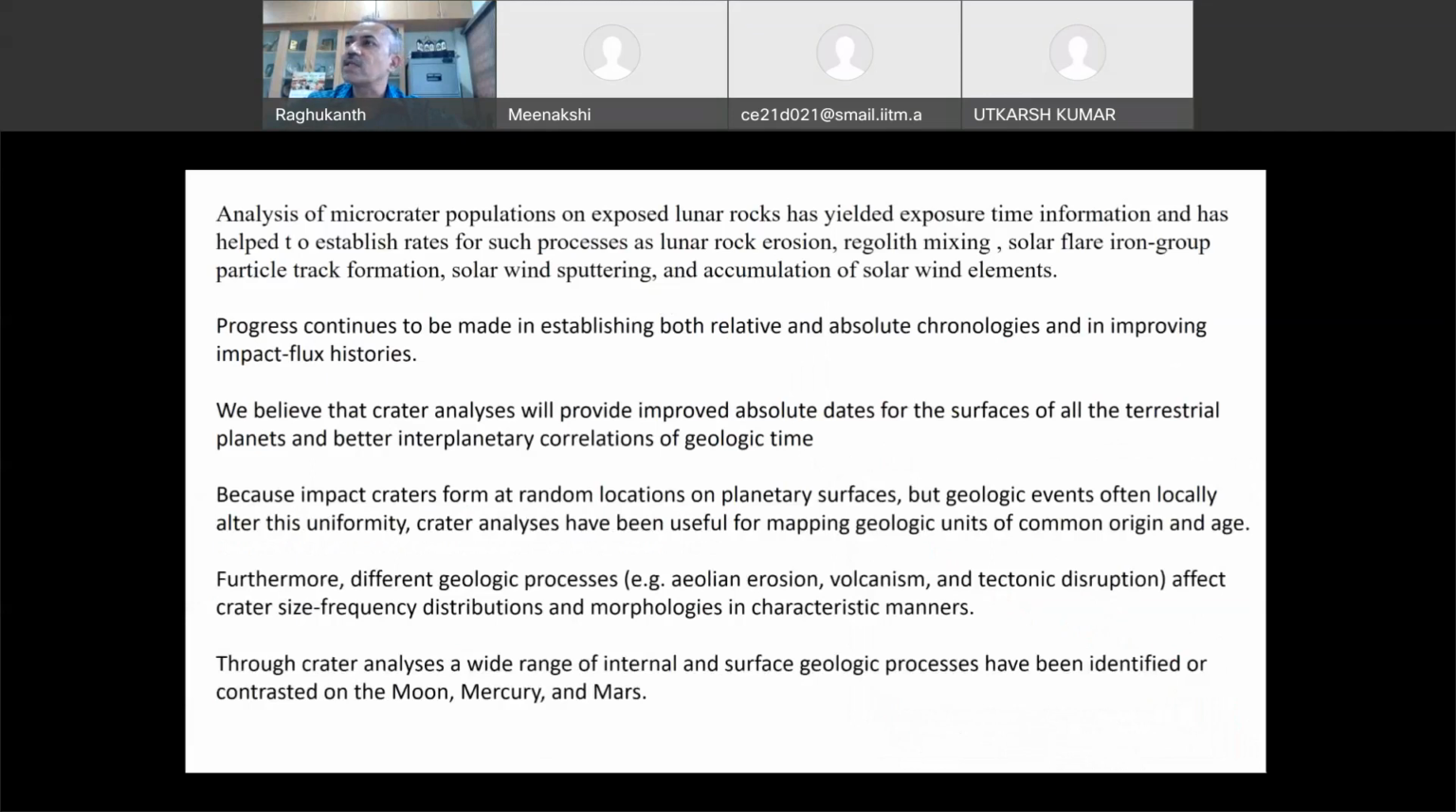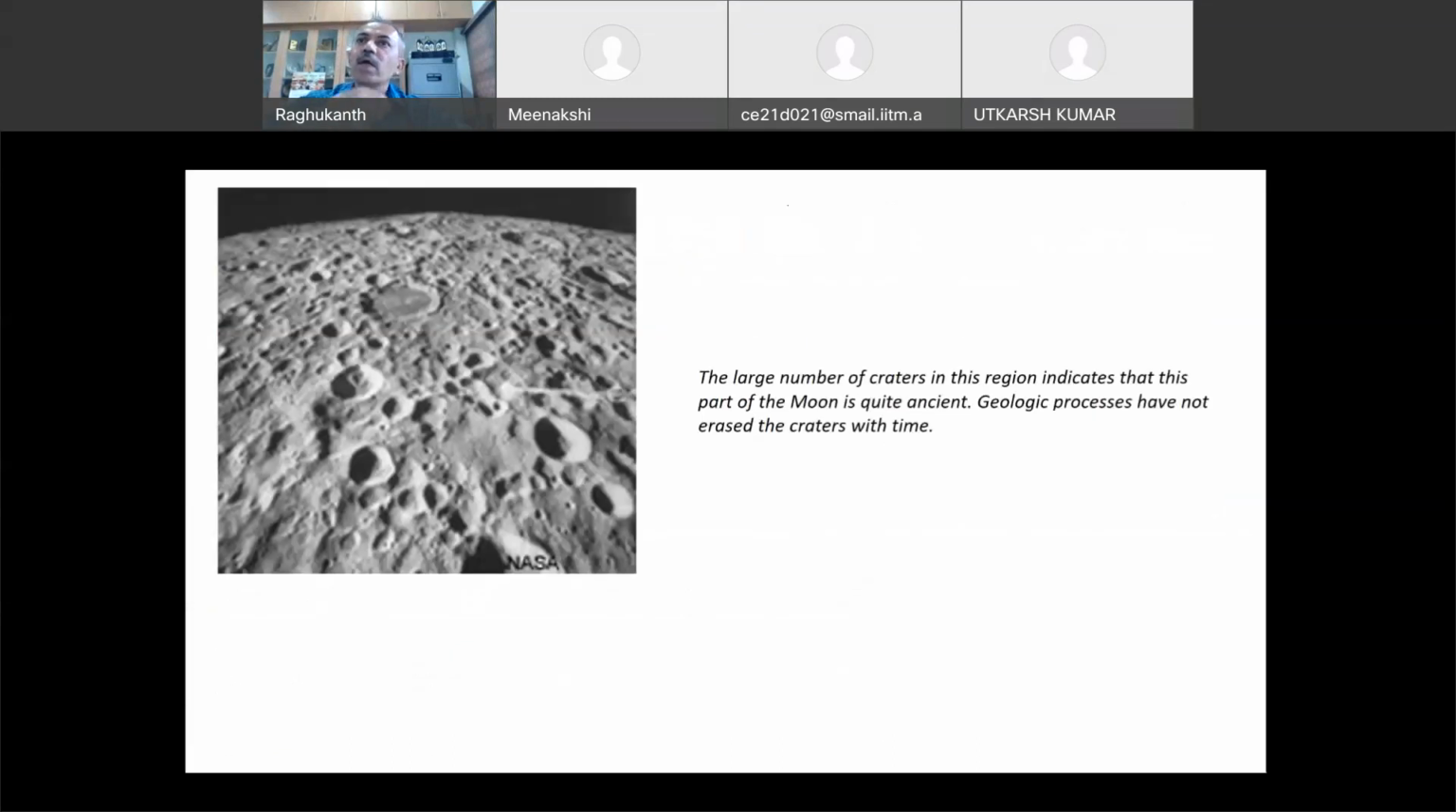So crater analysis is very important to improve the absolute dates of surfaces of all the terrestrial planets, and then we can have correlations with the geological time itself.